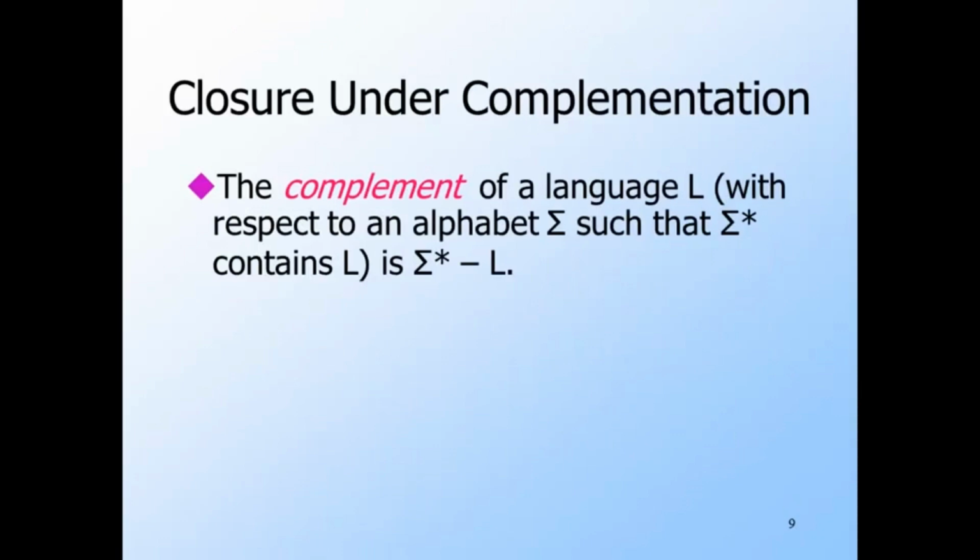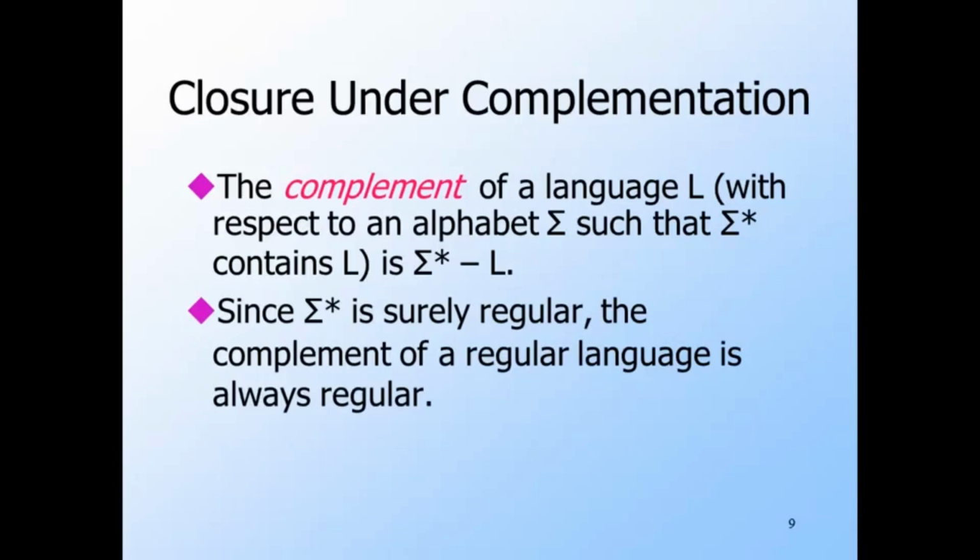The complement of a language is defined with respect to some alphabet sigma. Sigma has to include all the symbols from the alphabet of the language L, but may include other symbols that don't appear in L. Then the complement of L is all strings in sigma star that are not in L. Since sigma star is surely a regular language, and we know that regular languages are closed under difference, we immediately know that the complement of any regular language is also regular.